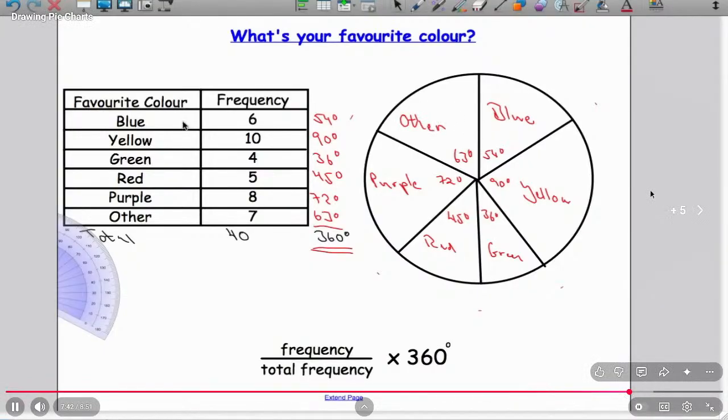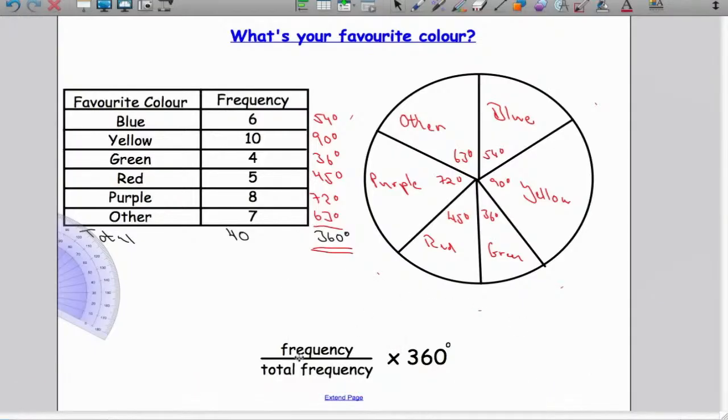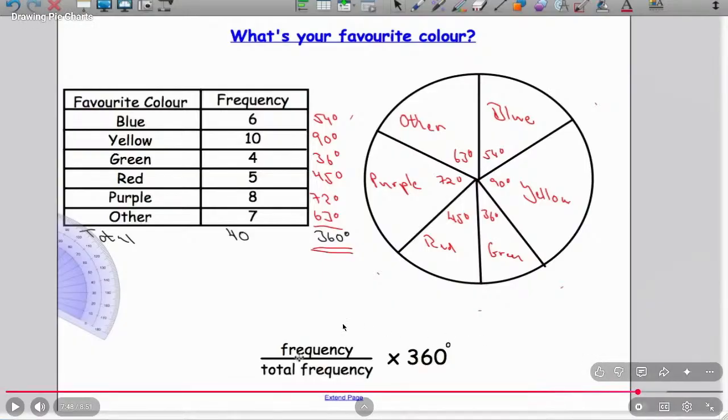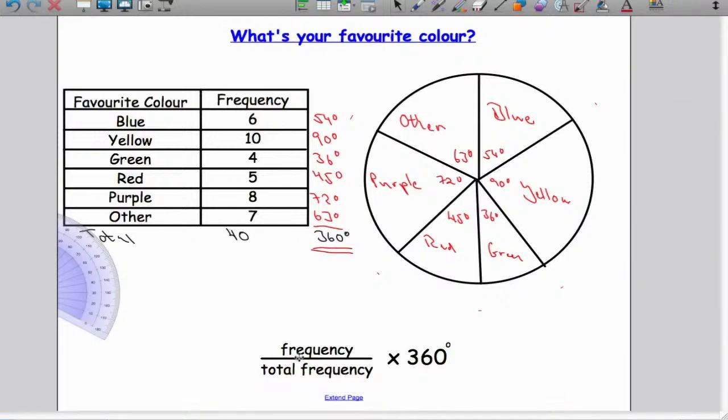And that for each will be the frequency. Maybe the frequency over the total frequencies is a bit different, but it's basically the overall idea. We have to divide, like I said, the frequency over the whole number, and then you multiply it by 360.